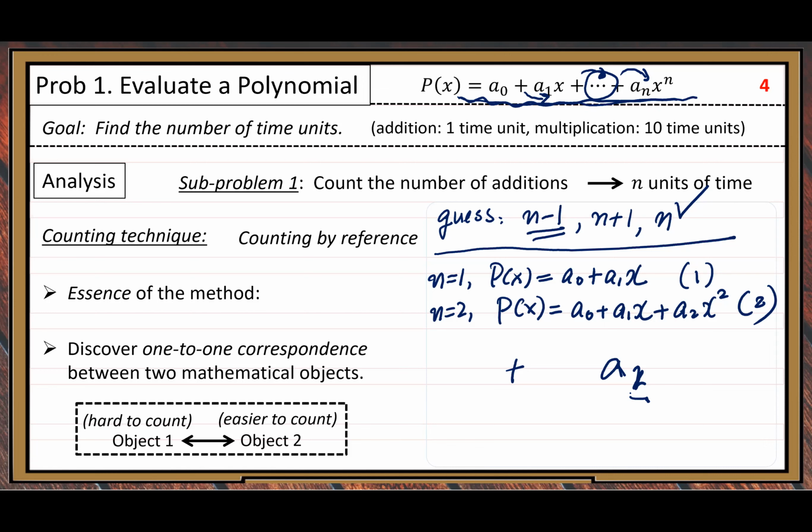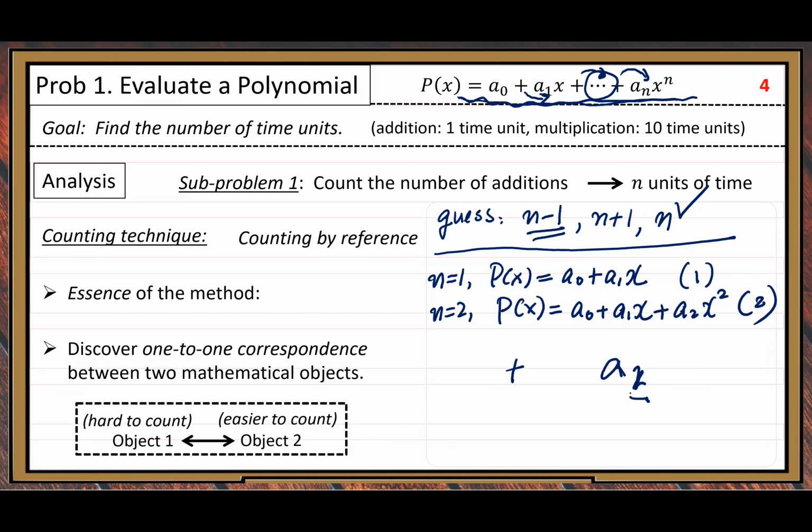For A0, there is no association. The first association occurs at A1, because there is no plus sign in front of A0.